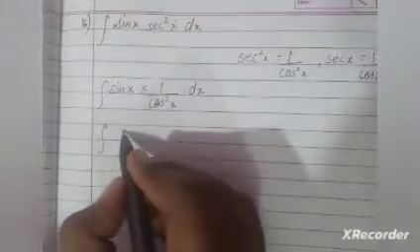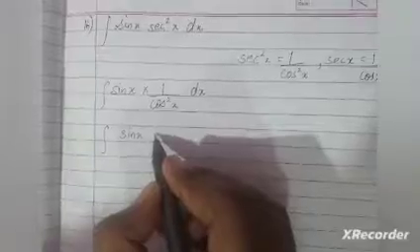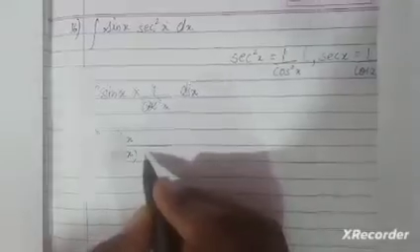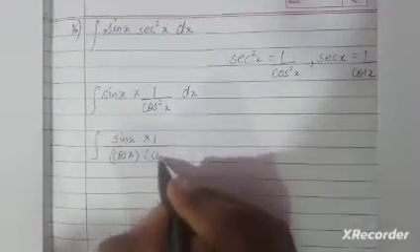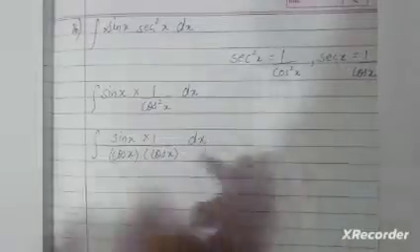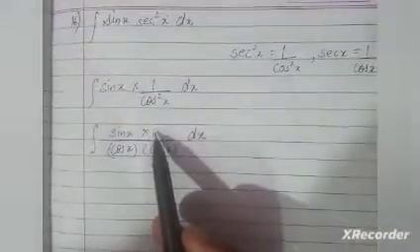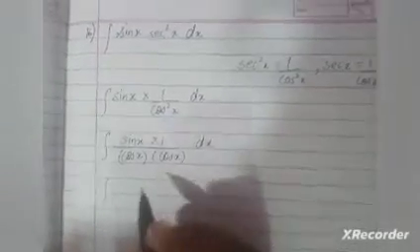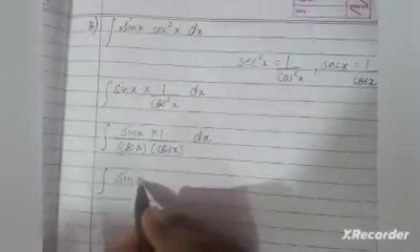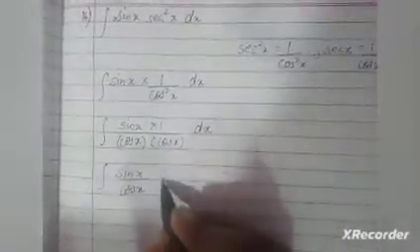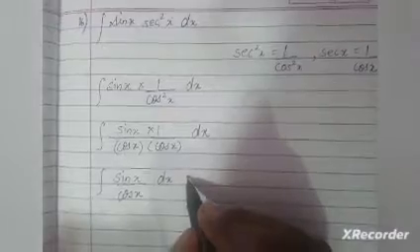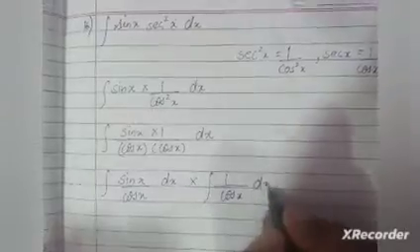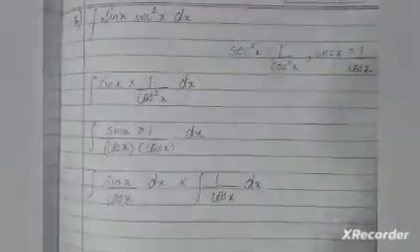So integration sine x upon cos x into cos x dx, and we have written into 1 as it is. Now we will simplify it further. Integration sine x upon cos x dx into integration 1 upon cos x dx.